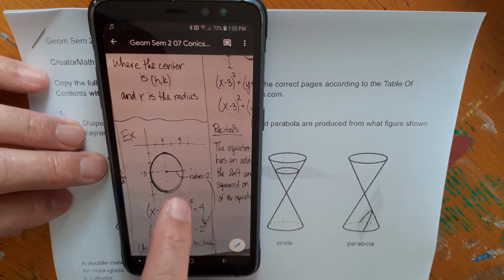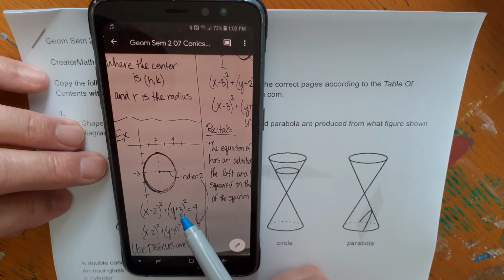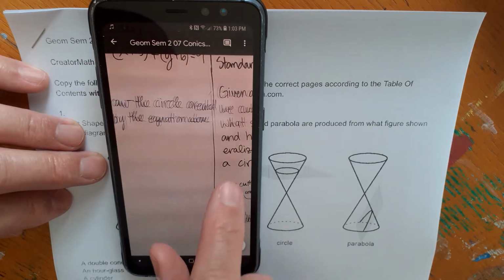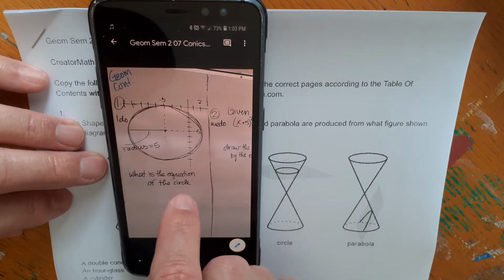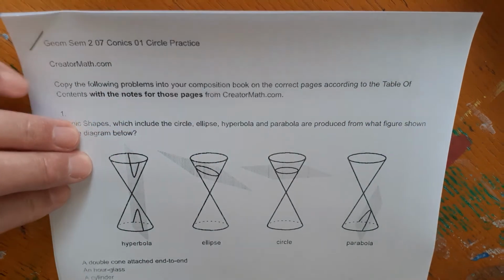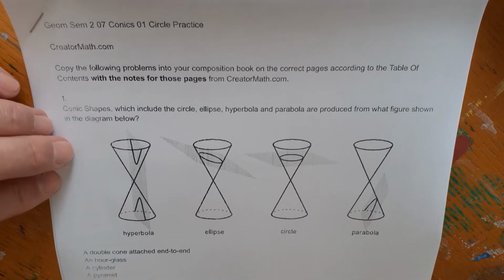There's some examples here, explaining where the center of the circle is, what r squared is, etc. Don't forget vocabulary. All that goes in your comp book, as well as some problems that go into your composition book. So with that said, let's turn to the problems we have to do for this lesson.